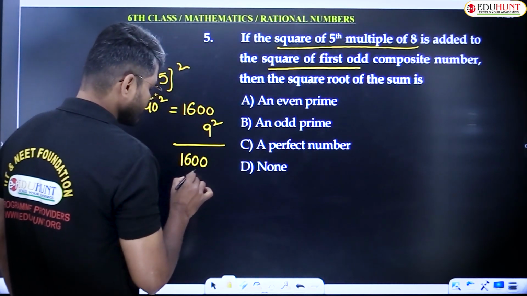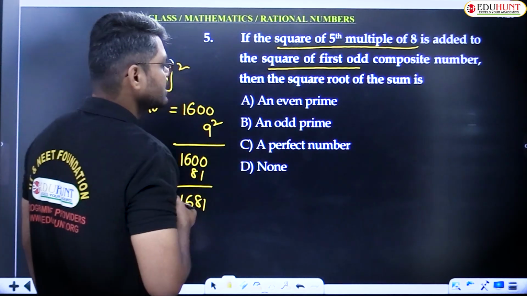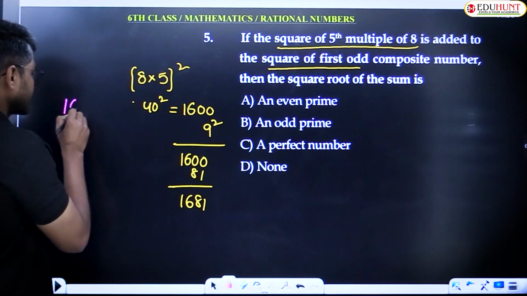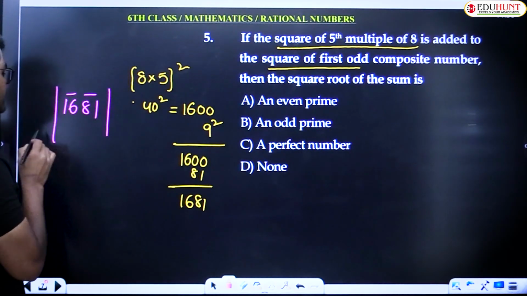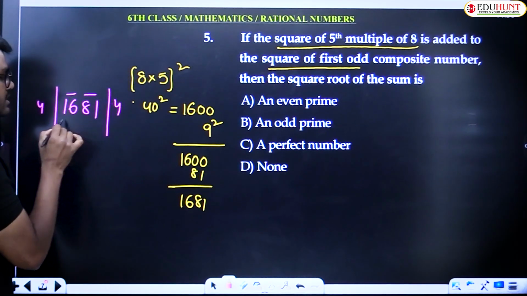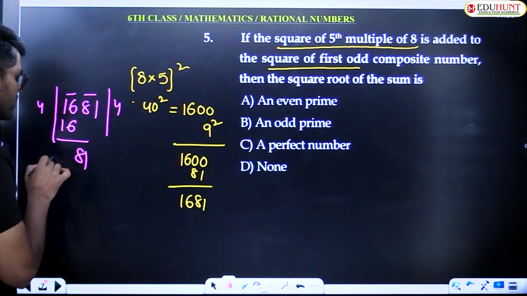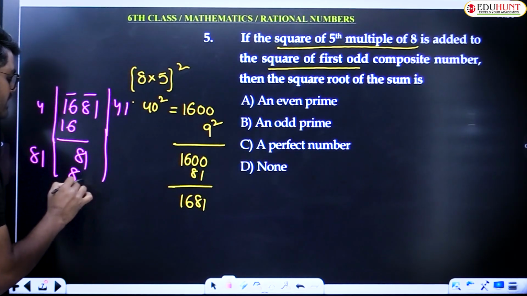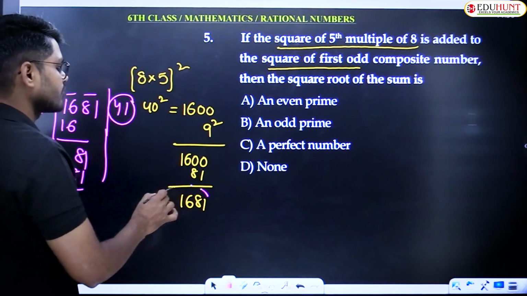1600 plus 81, that is 1681. Square root of this number. By using the long division method, find the square root of 1681. 4 4s are 16, subtract, bring down 81, double 4 is 8, here 1, here 1, 1 into 81 is 81, so 41. 41 is the square root of this number.